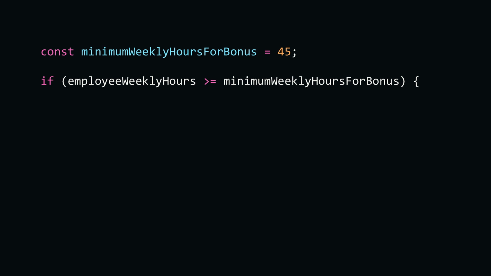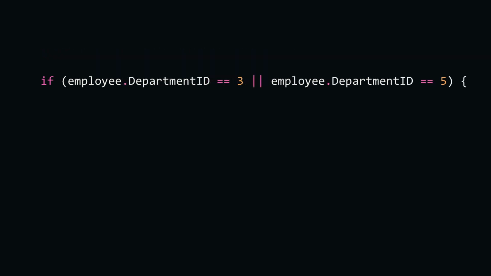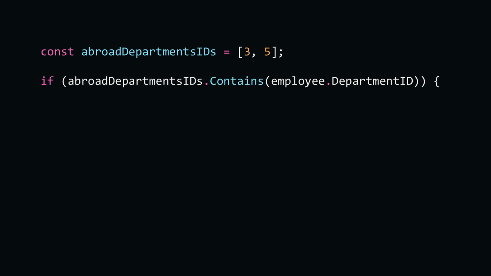Let's look at another example. Again, what does comparing the employee's department ID to 3 and to 5 mean? It's very hard to tell. So again, what should we do? Give those two values a name, abroad department IDs. And now we'll refactor that if statement to check if abroad department IDs contain the employee's department ID. And so, if we look at it from the meaning level, it's again very clear. We check if the employee is in a department which is an abroad department.